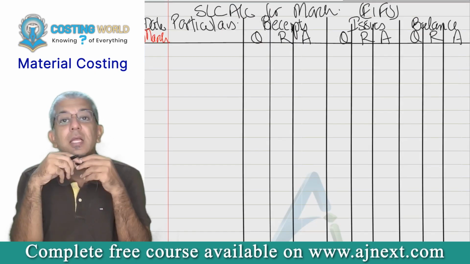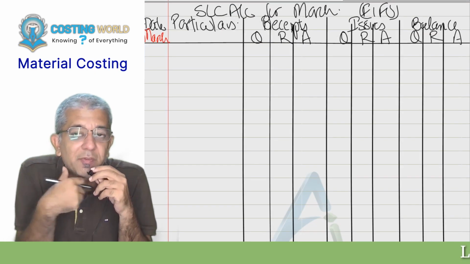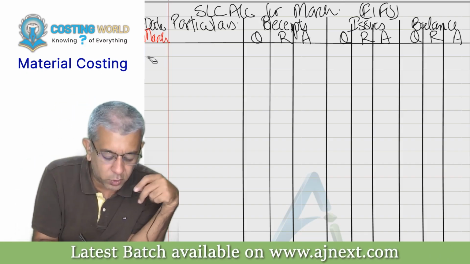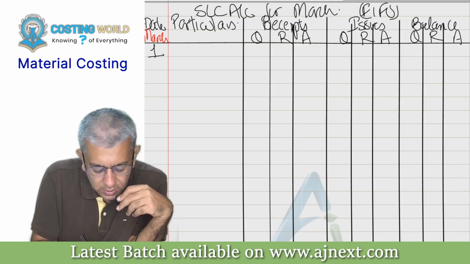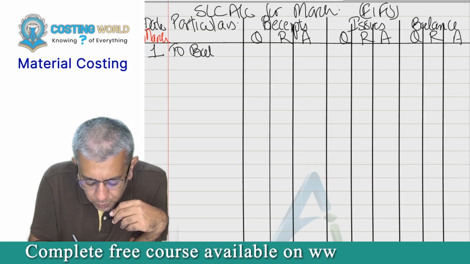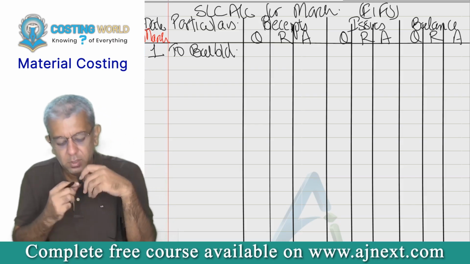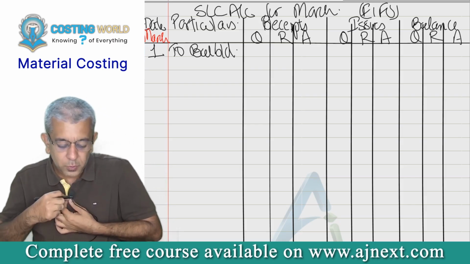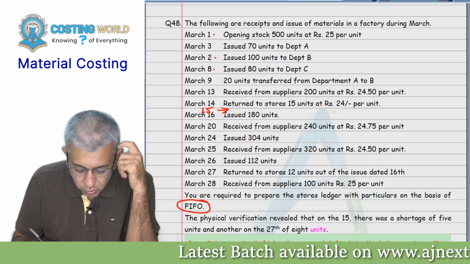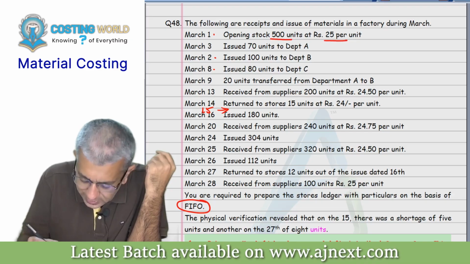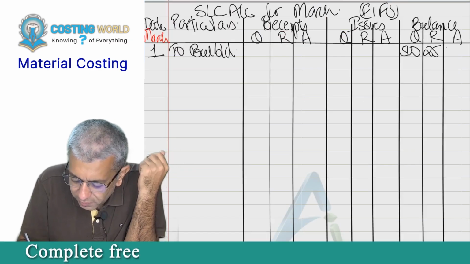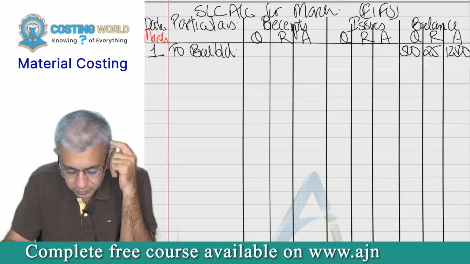Now see, this particular column that I have now, we are going to be writing the entries over there. So you all write down first. And over here only, we are going to be writing balance brought down. So it's going to be 500 units at the rate of 25, 12,500.